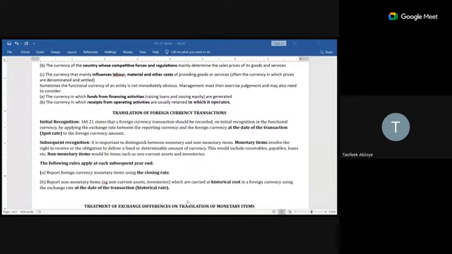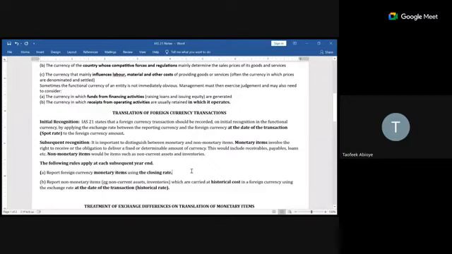Let me highlight it so that when you are reading, you can look at it. So it will be the closing rate. That means the exchange rate at the end of the accounting year. At the end of the accounting year, that's another name for closing rate.